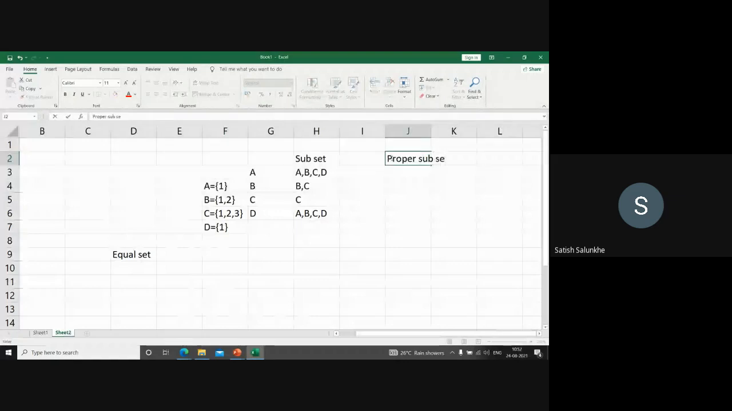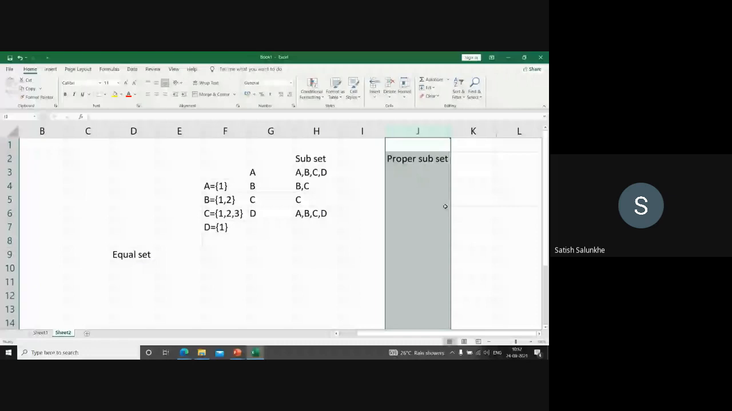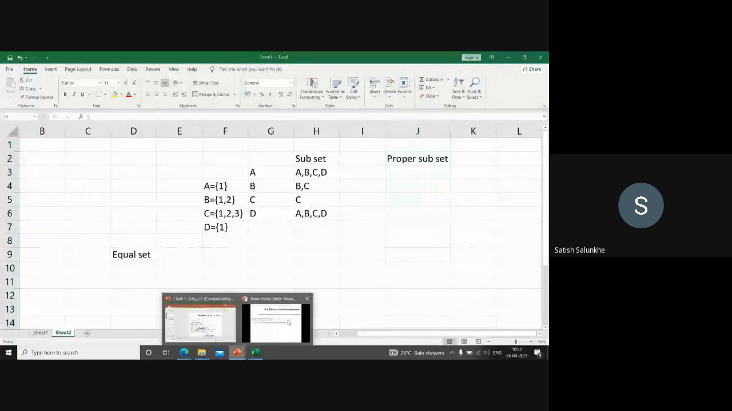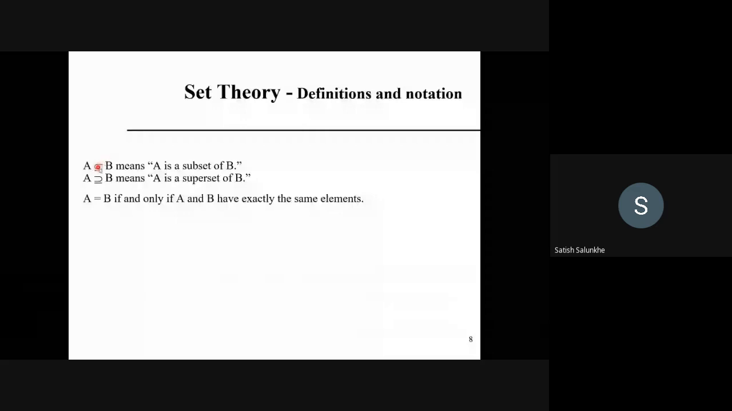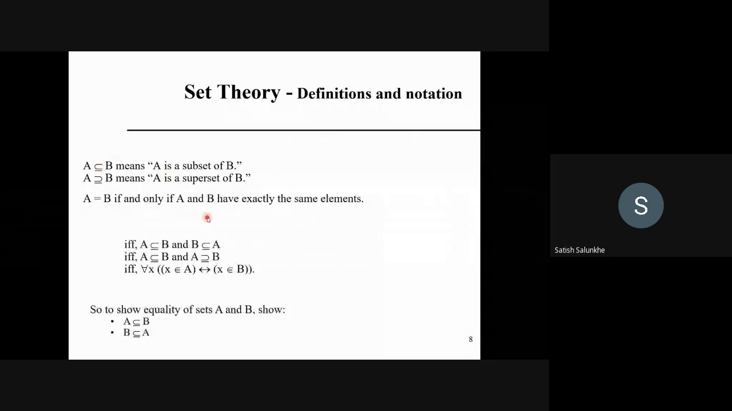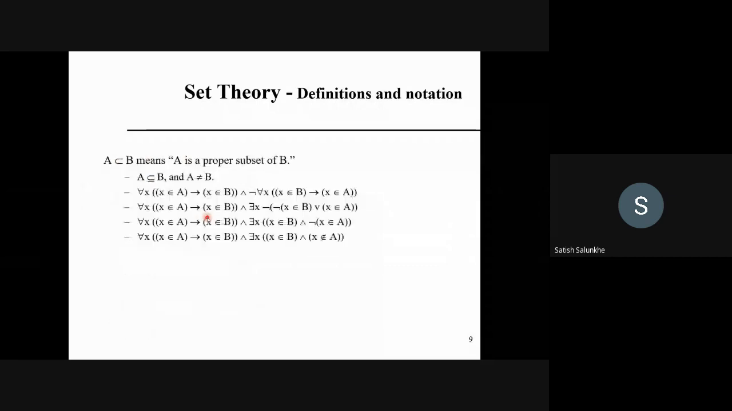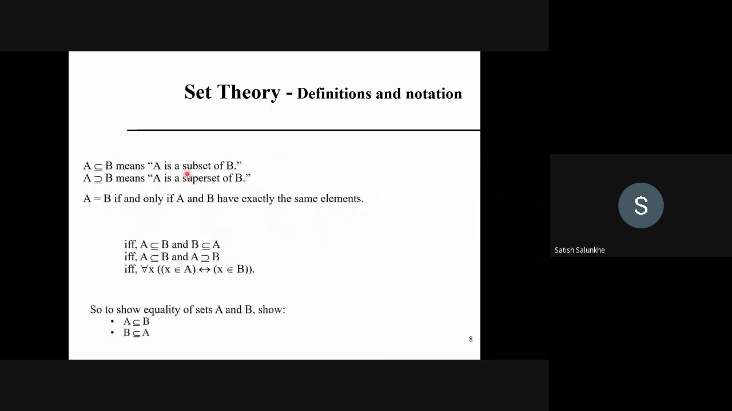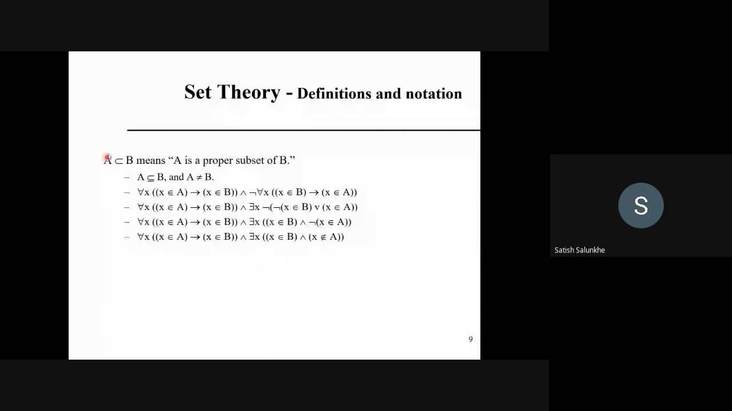There is a difference between subset and proper subset. So, what is the meaning of proper subset and how is it denoted? Let me go back to the slide. You can see here. Just check whether that symbol is there or not. Yeah, it is the proper subset symbol. This is the meaning of proper subset.